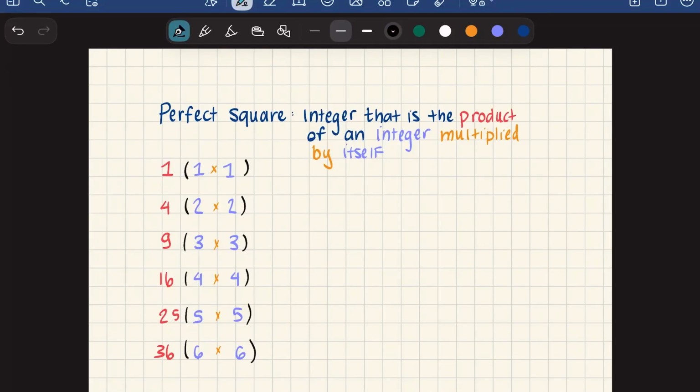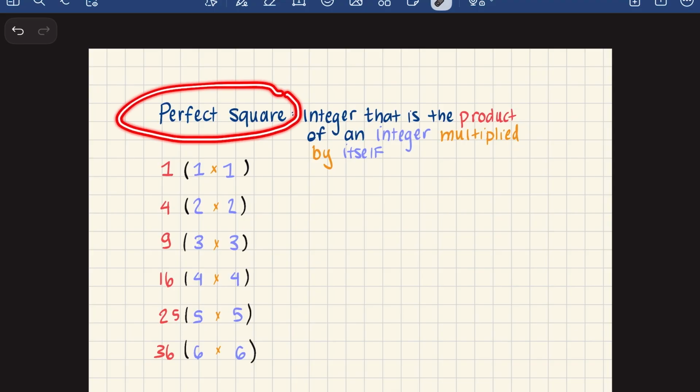Hello. Today we're going to discuss the difference of squares method, which is a technique for factoring an expression where one perfect square is subtracted from another. Before delving into the difference of squares, we need to discuss what a perfect square is, because it's at the heart of understanding the difference of squares formula and when to use it. A perfect square is an integer that is the product of an integer multiplied by itself.